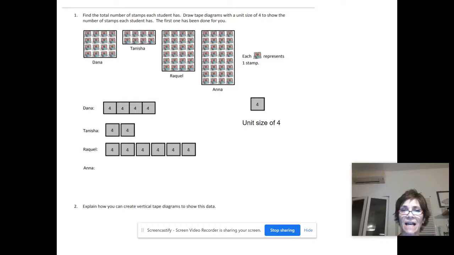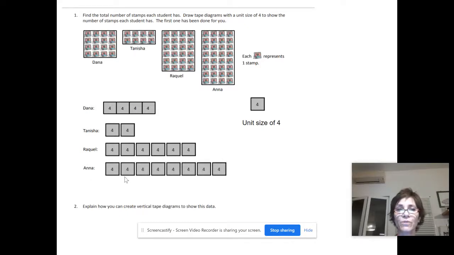And Anna is the last one. So how many stamps does she have? There are always rows of 4. How many rows? 1, 2, 3, 4, 5, 6, 7, 8. So go ahead and draw the tape diagram for Anna. If this is the tape diagram that you drew, you're right. There are 8 units of 4, because 8 times 4 is 32, and she had 32 stamps.